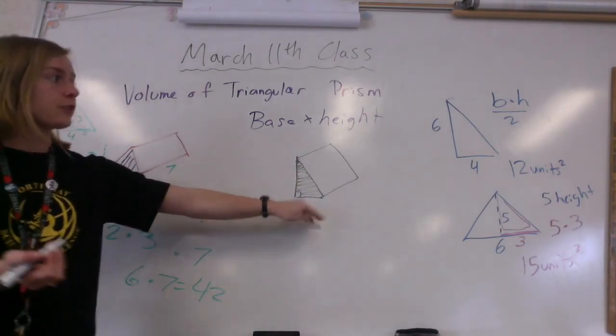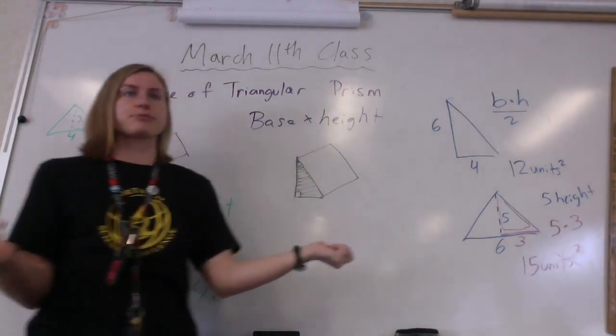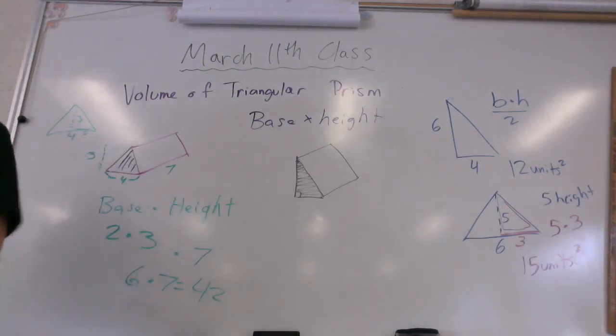So if you had this kind, then you're doing your base times height divided by 2 times whatever your height is. How do we feel with these? Do we need another example to work through?